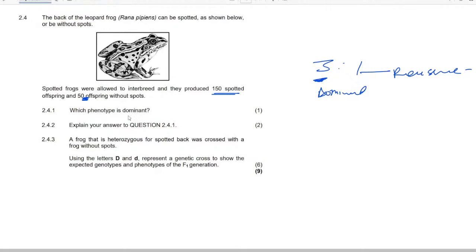So which genotype? They have said it. Spotted frogs were allowed to interbreed and they produced 150 spotted and 50 offspring without spots, meaning that this is the one which is spotted. Yeah. So frog, yes.